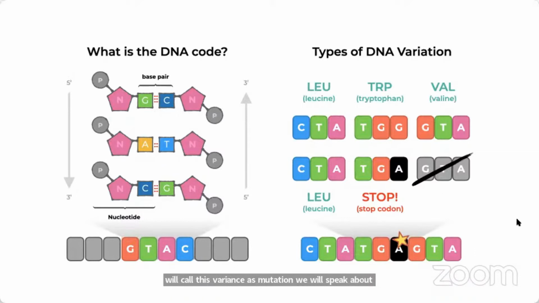And depending upon what type of variant we are getting, the end product, the protein, can be altered in its sequence, and that alteration can affect the functionality of the protein, and hence we end up with a pathogenic variant that is termed a mutation.